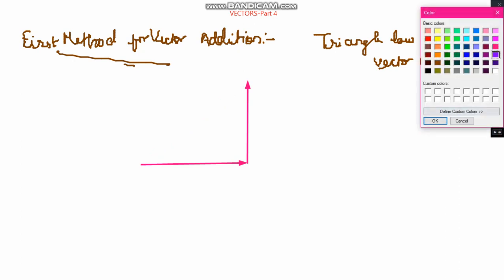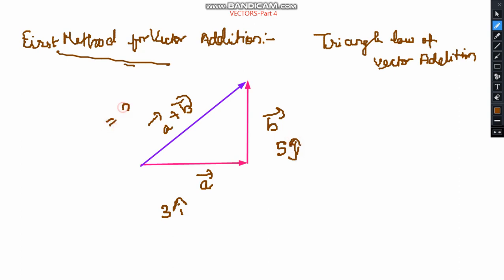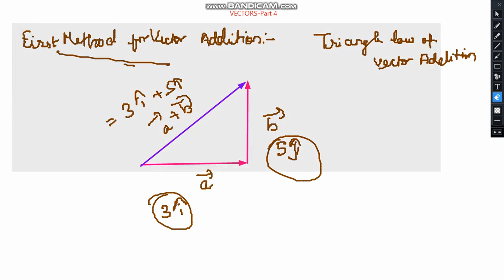I will do the resultant vector in a different color. This is the resultant vector, the purple one. So if this is the A vector and this is the B vector, the resultant is A plus B vector. For example, let the A vector be 3 i cap and the B vector be 5 j cap. The resultant is basically 3 i cap plus 5 j cap. Just simple addition with the triangle law, easily understandable, right? So this is the first method for vector addition.